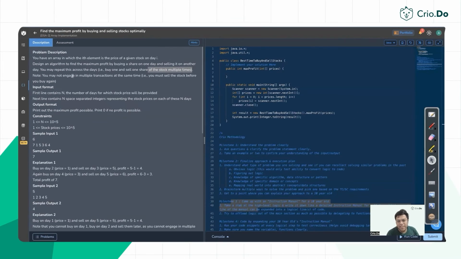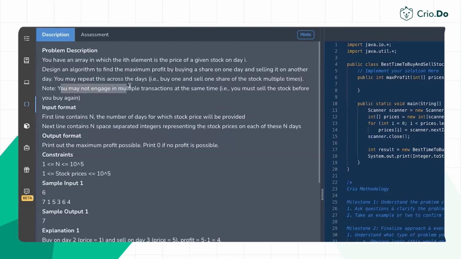But a very important note is you may not engage in multiple transactions at the same time. Although we can do infinite transactions, as many as we want, multiple transactions can't be taken at the same time. It means you must sell the stock before buying again.